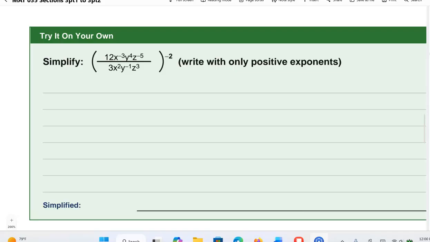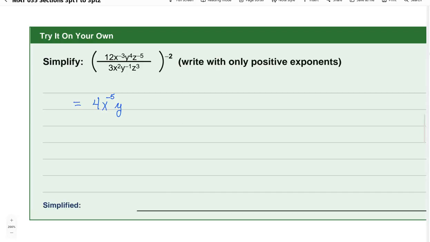So in this one, we have the fraction 12x to the negative 3, y to the 4th, z to the negative 5 over 3x squared, y to the negative 1, z cubed, and that whole fraction is raised to the negative 2 power. Again, I'm going to work inside out. 12 divided by 3 is 4. When I subtract the exponents on the x's, negative 3 minus 2 is a negative 5. Subtract the exponents on the y's, 4 minus negative 1 is 5. And then on the z's, negative 5 minus 3 is negative 8. And all of that's raised to the negative 2.